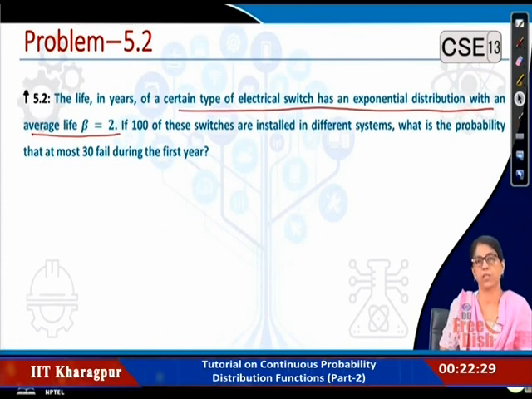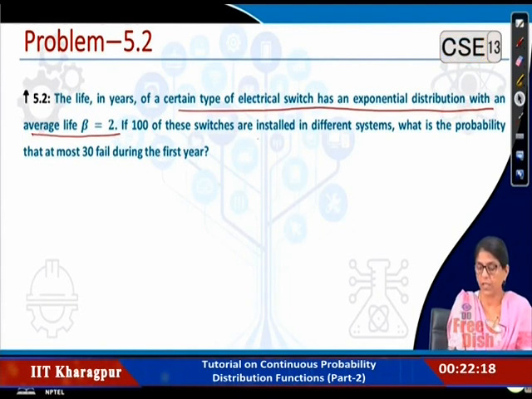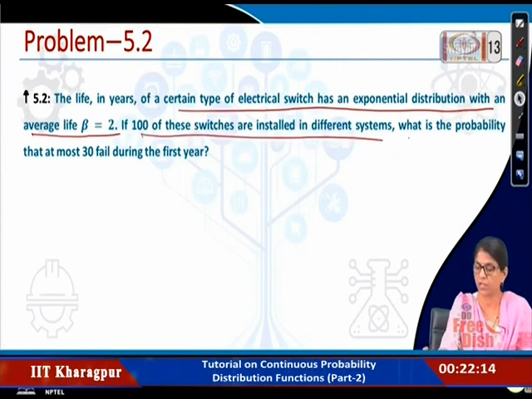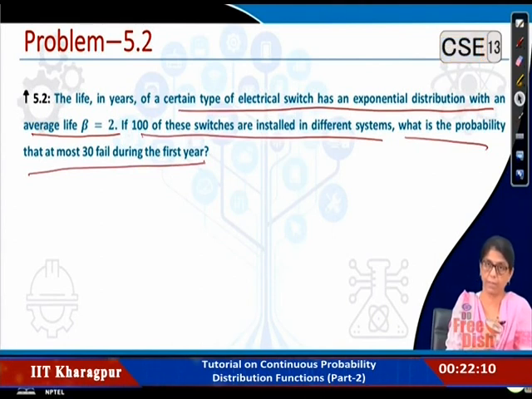Here beta is specified, it is equal to 2. Life in years means the time it fails. So the rate of failure, that is beta, is equal to 2. If 100 of these switches are installed in different systems, what is the probability that at most 30 will fail during the first year?